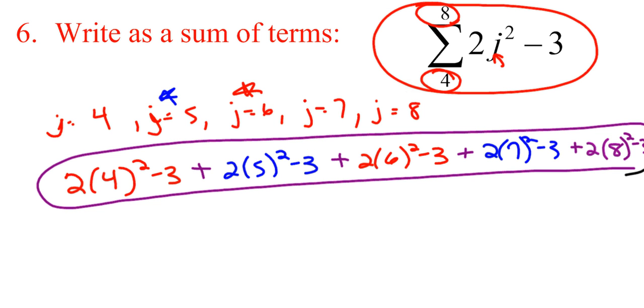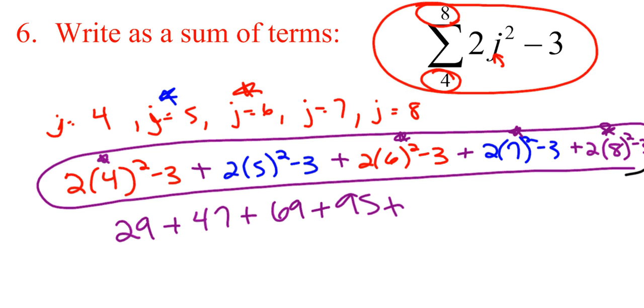Sometimes they read it like this, and sometimes they actually solve it. So you would say 4 squared is 16, 16 times 2 is 32, 32 minus 3 is 29, so 29 plus. 5 squared is 25, times 2 is 50, 50 minus 3, 47, plus. 6 squared is 36, 36 times 2 is 72, 72 minus 3 is 69, plus. And I keep going. 7 squared is 49, times 2 is 98, minus 3 is 95, plus. 8 squared is 64, times 2 is 128, 128 minus 3 is 125.